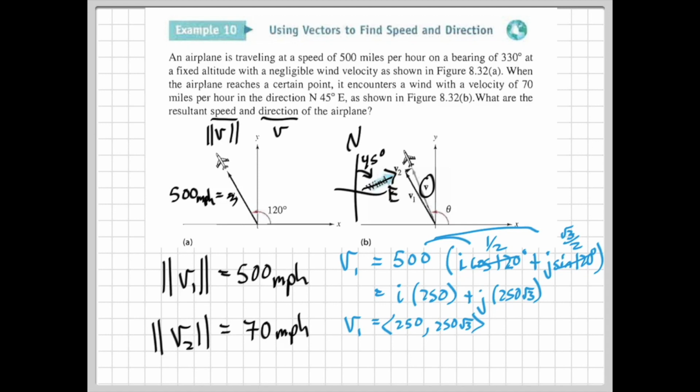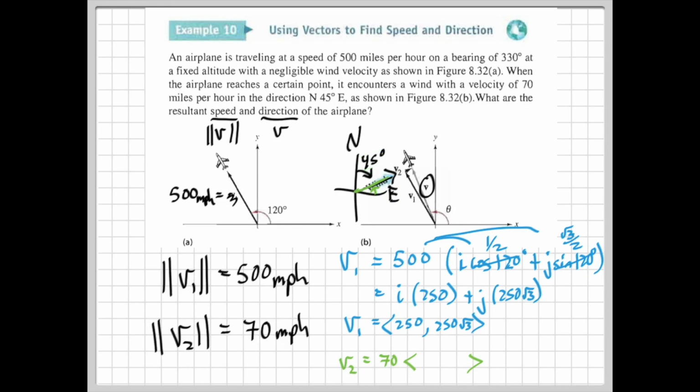Now let's consider what the wind vector is. Okay, that's v sub 2. We know that we have 70, and we're going to multiply. I'm going to do this slightly different. We're going to go straight to vector form. I'm not going to use the linear combination form. And the wind right here is going at 45 degrees.